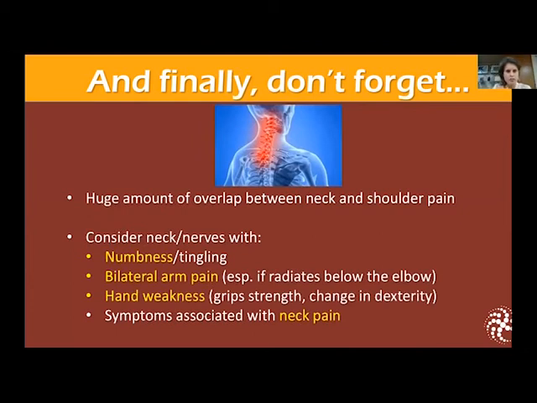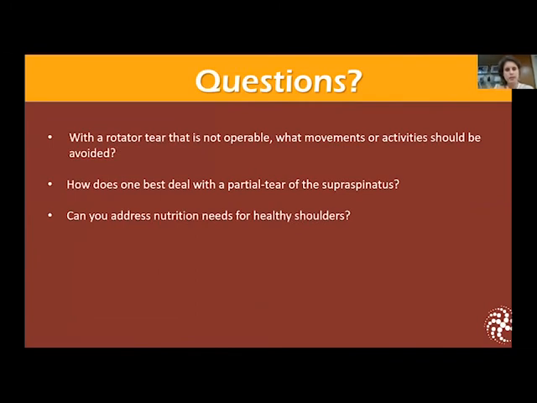So there are a couple of questions that were sent in initially, which I'll try to address. So with a rotator cuff tear that is not operable, what that means is it's a chronic retracted rotator cuff tear, which means a tear that you've had for a long time and the tendon's retracted, the muscle's atrophied, and so it's basically not repairable.